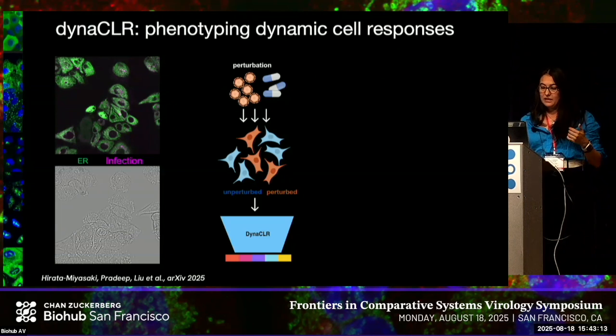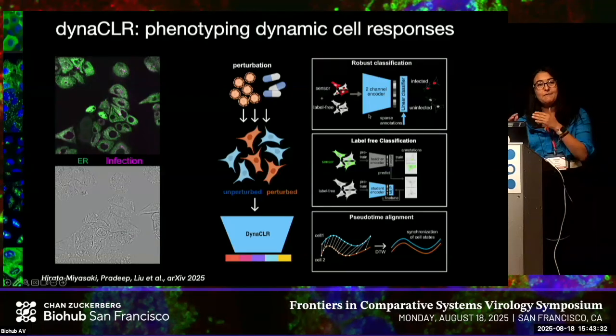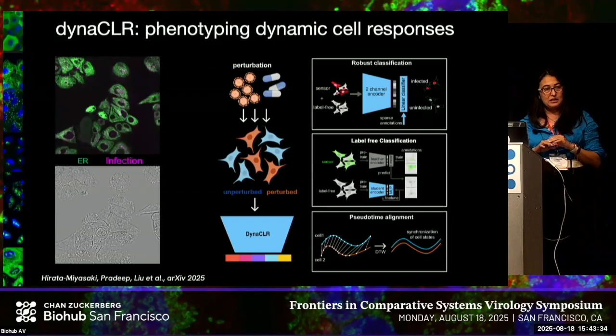Simplifying these images and having them now in this lower-dimensional embedding space allows us to perform some downstream tasks, including the robust classification of infection state based on our sensor with minimal human input. We can also then transfer that information into our label-free images to predict infection states just by label-free, without the need of any fluorescent marker, and that's something that we're working on right now with some level of success. And also we can align these cells and these images in time, and I'm going to show you an example of that in a moment.